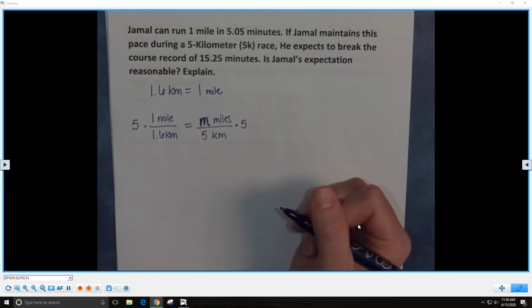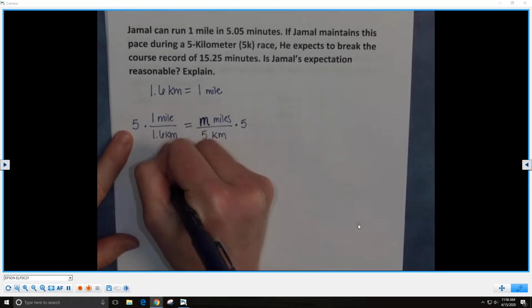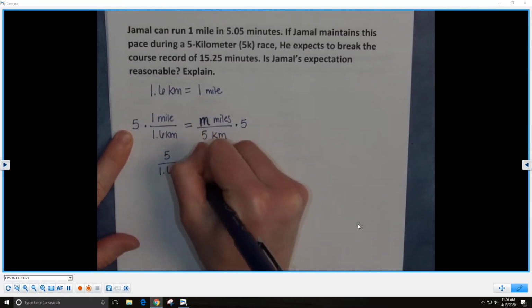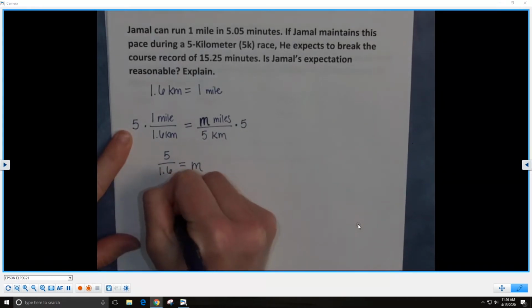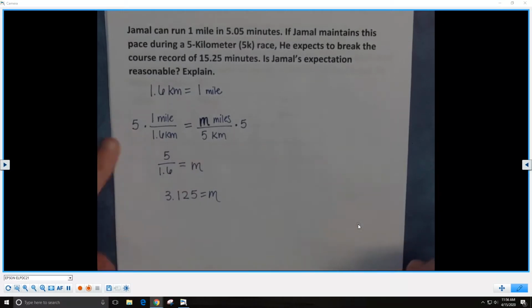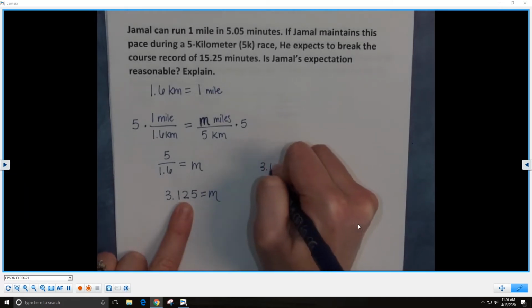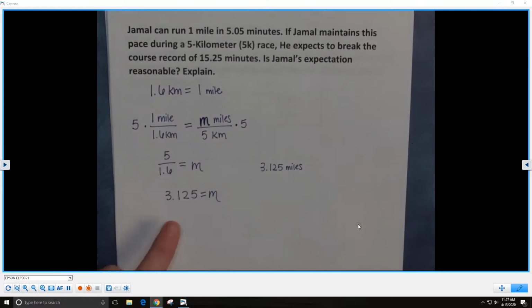Okay, once we've done our multiplication here, we get 5 over 1 6/10 is equal to m. 5 divided by 1 6/10 is 3 and 125 thousandths. So what does this mean? Well, it means that there are 3 and 125 thousandths miles in a 5K race.